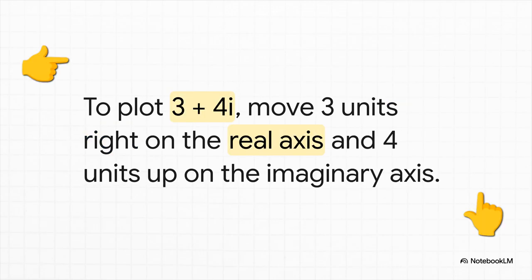So let's make this real. Say you want to find the number 3 + 4i. You just start at 0, you go 3 units to the right along the real axis, and then you hang a left and go 4 units straight up. Bam! There it is. Every single complex number has its own unique address on this map.